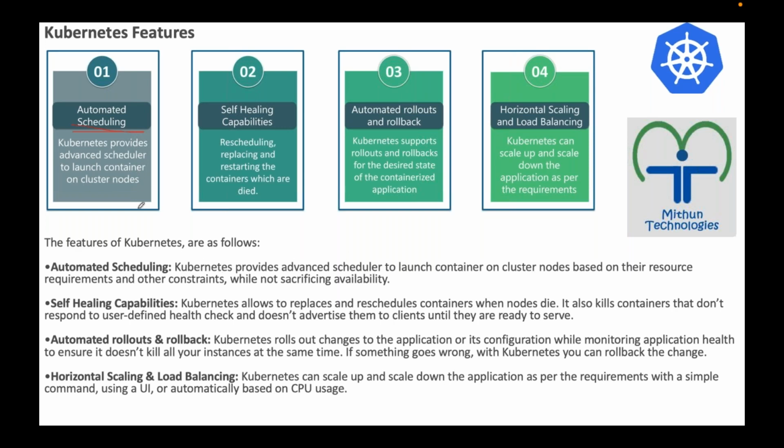Kubernetes has automated scheduling. Kubernetes provides an advanced scheduler to schedule the containers on the nodes based on their resource requirements and availability. Kubernetes schedules the containers to the nodes based on the resources like CPU and memory requirements as per the availability.